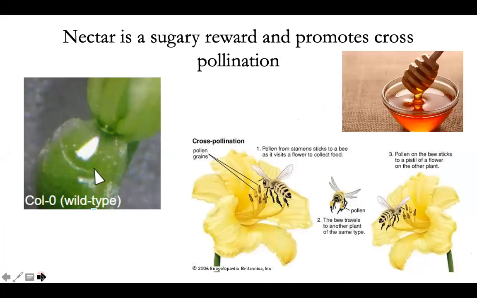Nectar is, in a simple sense, a sugary reward produced by flowers that attracts pollinators and promotes cross pollination. You can see here a drop of nectar produced by an Arabidopsis flower. Pollinators usually go for the nectar and in the process brush against pollen, which can then be transferred onto the pistil, or the female sex organs, of a different flower, and cause cross pollination and fruit set. We also know that nectar and pollen together are converted into honey, which we are so fond of.